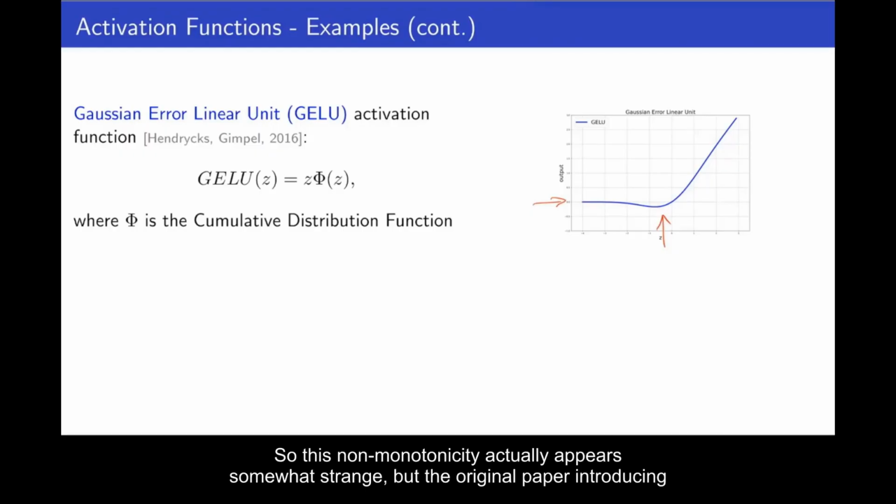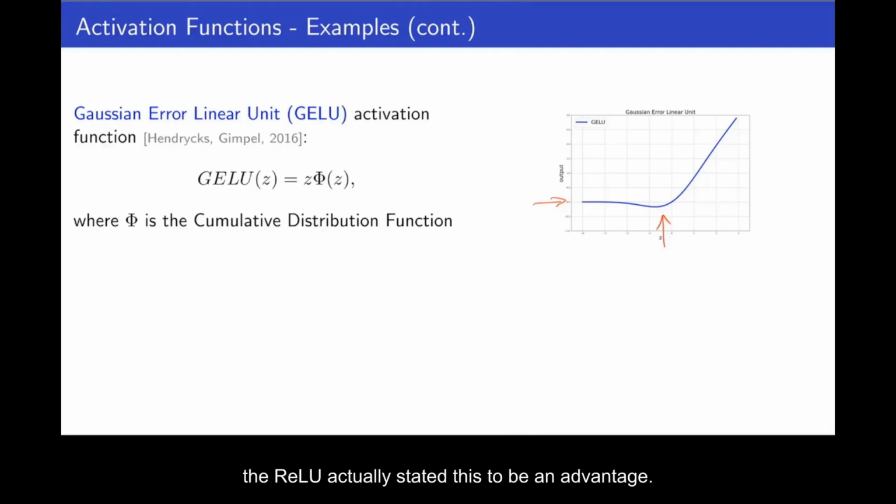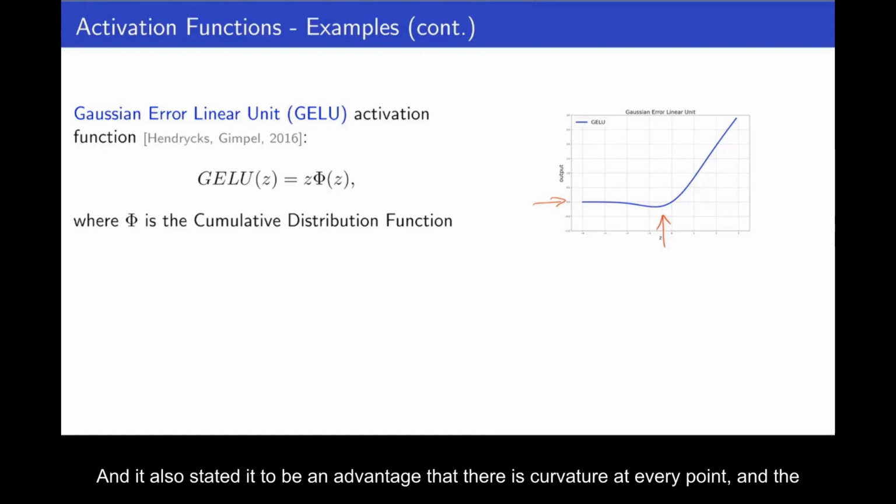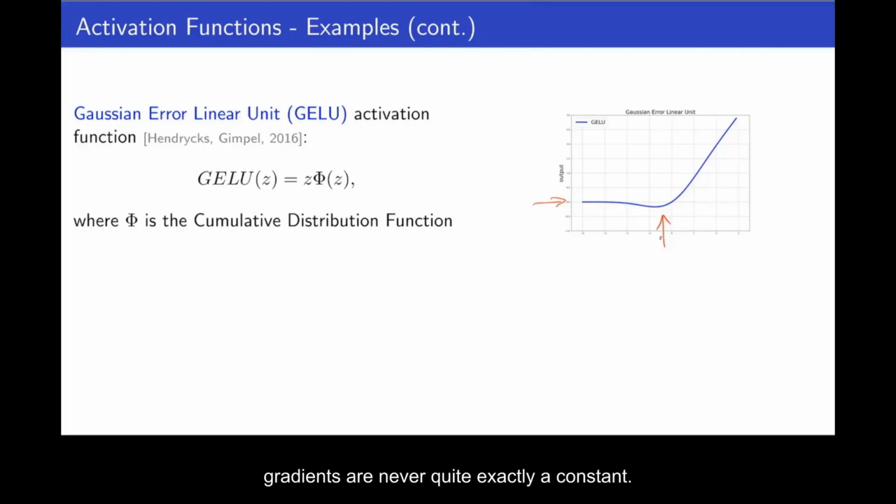So this non-monotonicity actually appears somewhat strange, but the original paper introducing the GELU actually stated this to be an advantage. And it also stated it to be an advantage that there is curvature at every point and the gradients are never quite exactly a constant. So there is still learning going on at each point in the input range.